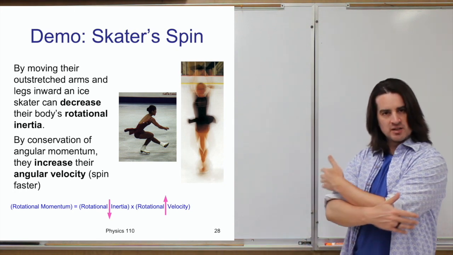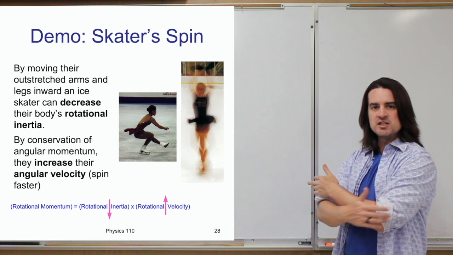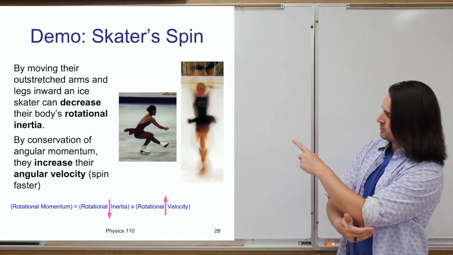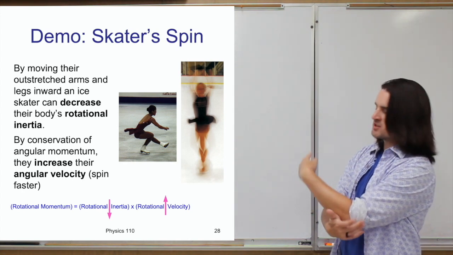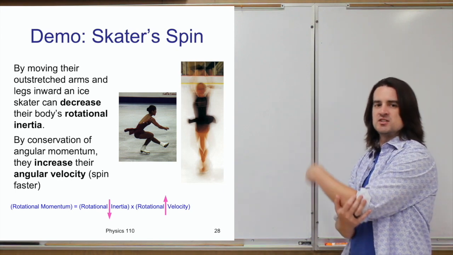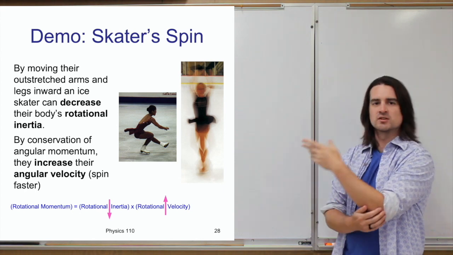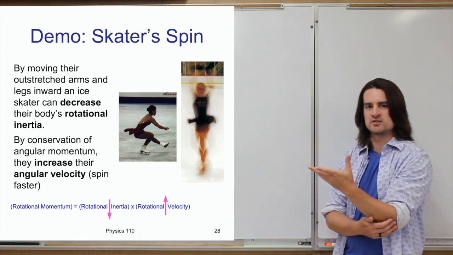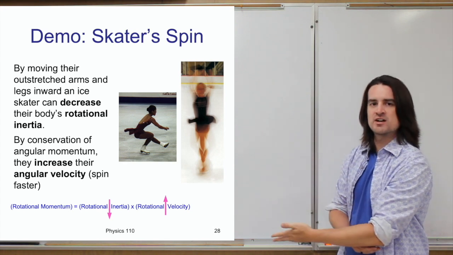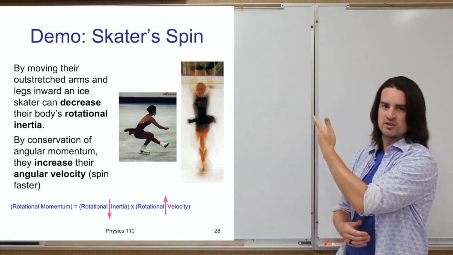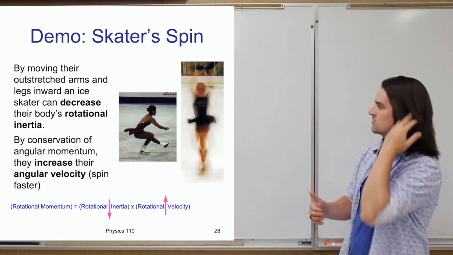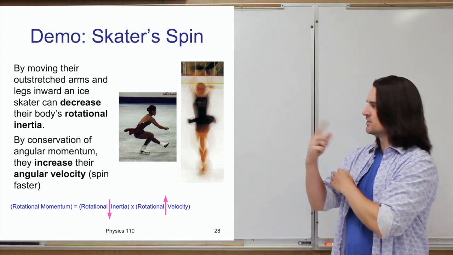When they bring their arms in and they bring their legs in, what they're doing is they're decreasing their rotational inertia, right? So in this equation at the bottom here, when the rotational inertia goes down, since the rotational momentum needs to stay the same, that means the rotational velocity needs to go up, right? So this is how conservation of rotational momentum works. One of those things, rotational inertia goes down, that means rotational velocity needs to go up in order to compensate. So that rotational momentum overall remains the same, it stays constant. So that's why once the skater starts bringing their arms and their legs in, they start spinning faster and faster and faster.